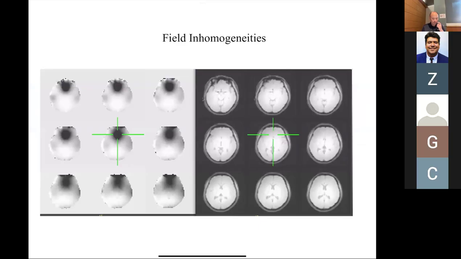So here's the thing. Here I just have my standard images. And here what I'm showing is a field map.